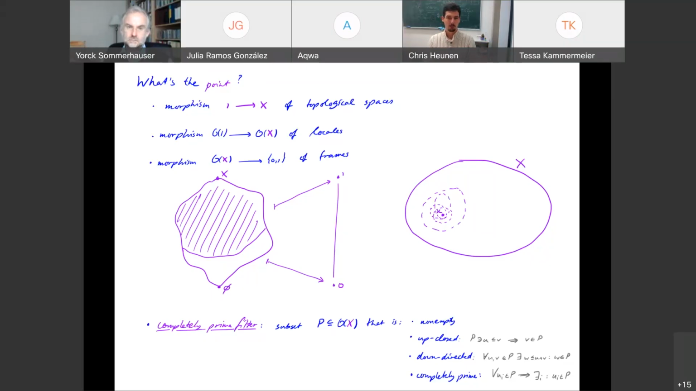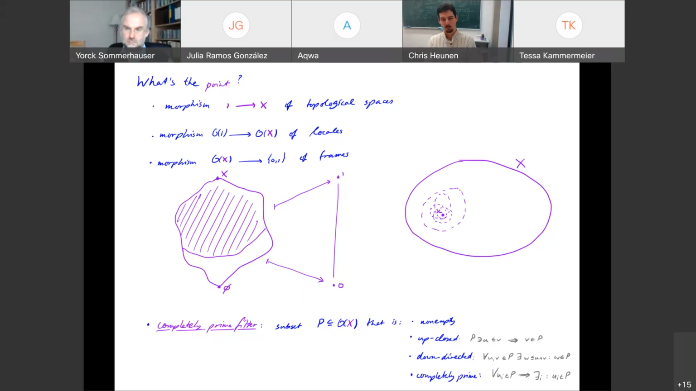As we just saw, a morphism between topological spaces induces a morphism between the locales. So a point of a topological space X is the same thing as a locale morphism from O of 1 to O of X. And by definition, locale morphisms are just frame morphisms in the other direction. So a point of a topological space X is the same thing as a frame morphism from OX to O1. And we know exactly what O1 is, because the singleton space has exactly two opens, the empty set and the singleton itself. And that's just 0, 1, the Boolean algebra 0, 1, if you like.